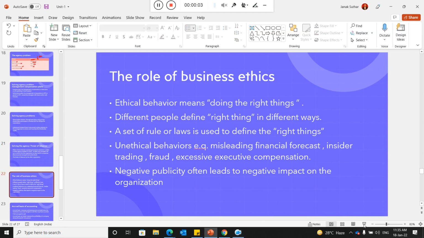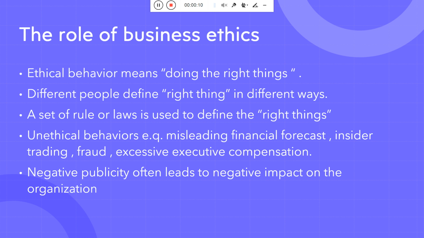So in the previous lecture, we discussed what the agency problem is. Agency problem means that in a public limited company, the owner of the company and the manager are different. If I talk about a sole proprietorship or a partnership, the management and the owner are generally the same, so conflict does not occur between the management and the owner.